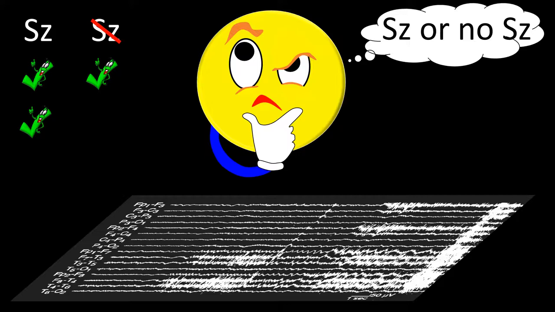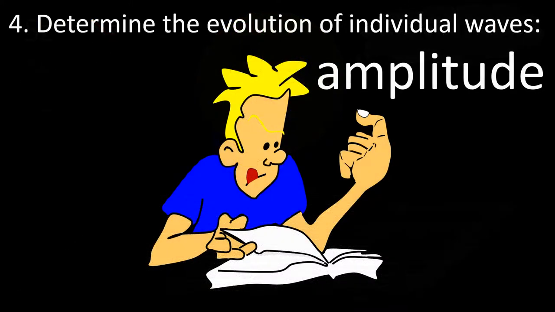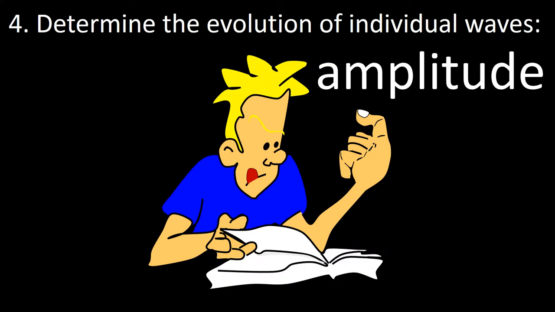Now we even have more doubts as to the nature of this activity, whether it is an artifact or a seizure. So we take a fourth step. This step consists of determining the evolution of the amplitude of the individual wave within the rhythmic activity. The individual wave of an ictal epileptiform rhythm usually increases gradually as time goes by and then decreases.